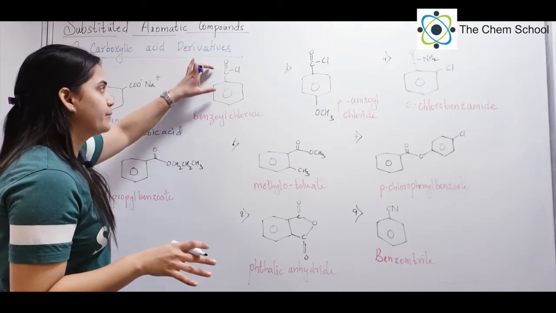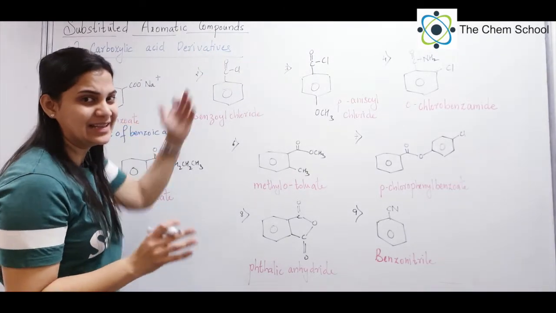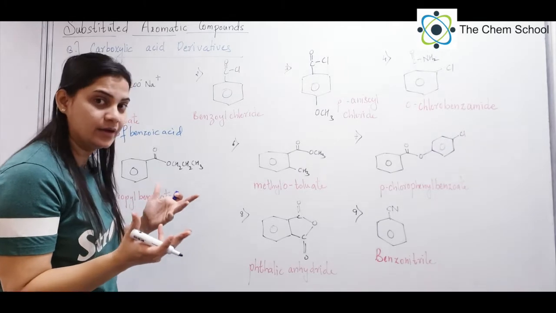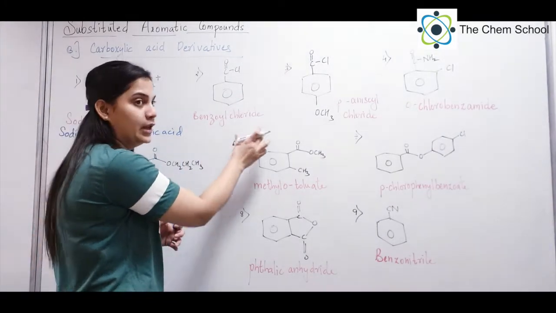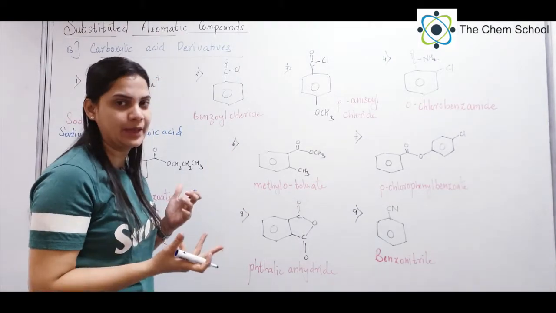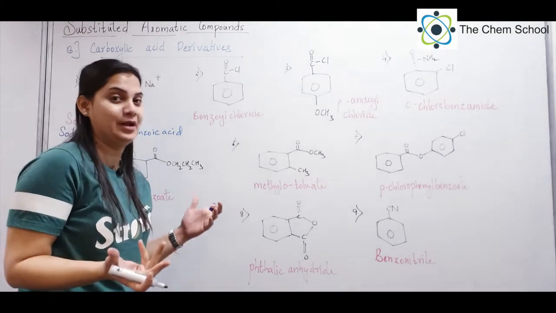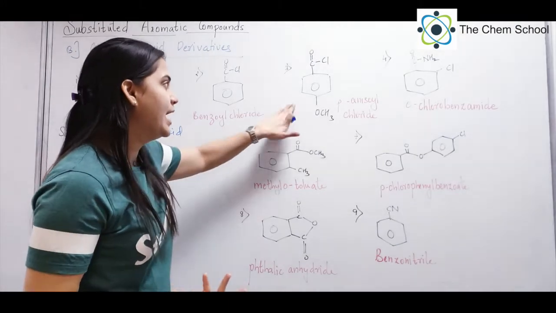Fine. Have a look at the next one. Now if you have benzene with C double bond O Cl, that is an acyl chloride. So you will call this benzoyl chloride. You need to memorize a few names in aromatic compounds. We cannot help it. Fine, let's see the next one.